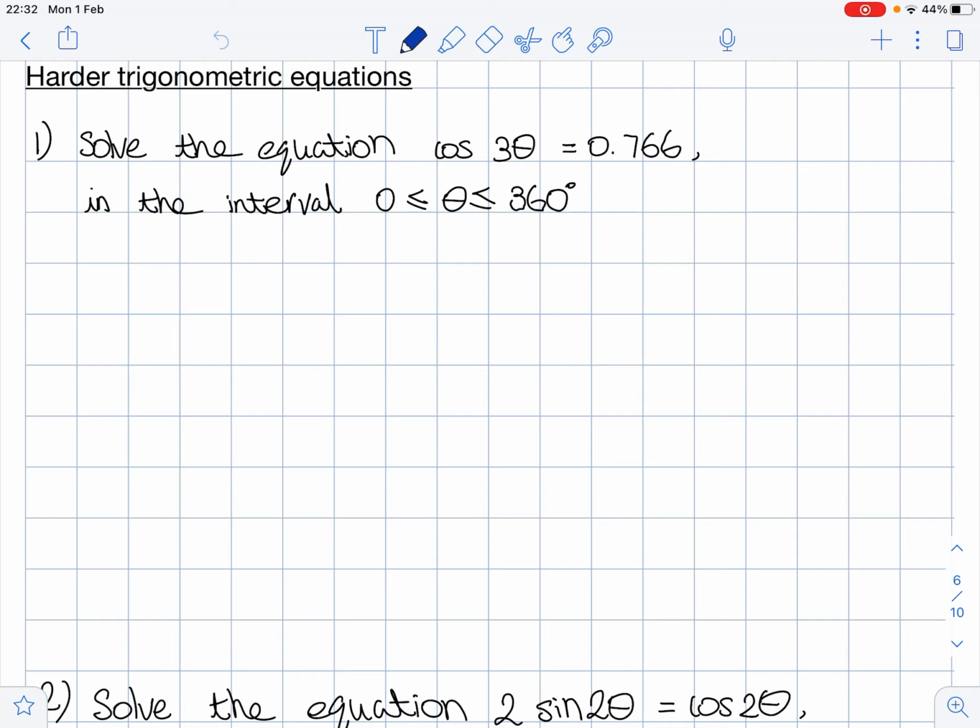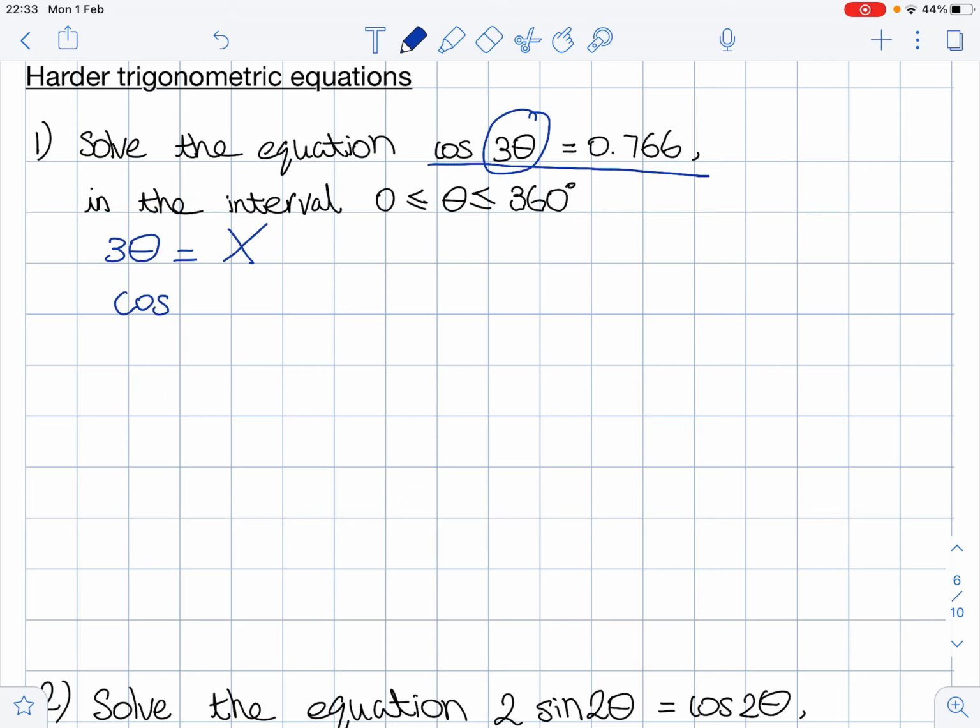Hello everyone, today we're going to look at how to solve some harder trigonometric equations. So we have the equation cos 3 theta equals 0.766. What makes it harder is that instead of theta, we have a number before our theta, so we have 3 theta. So step 1, we're always going to set our 3 theta equal to any letter. I'm just going to call it capital X to make it easy.